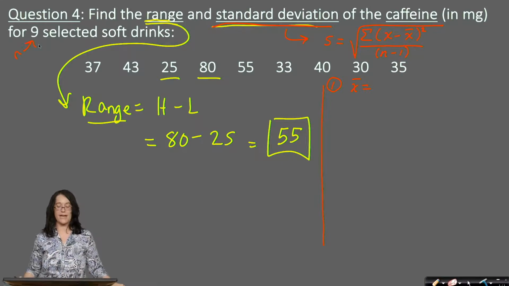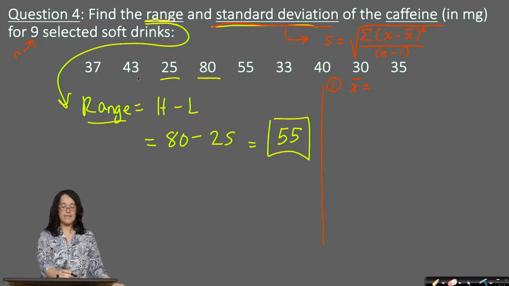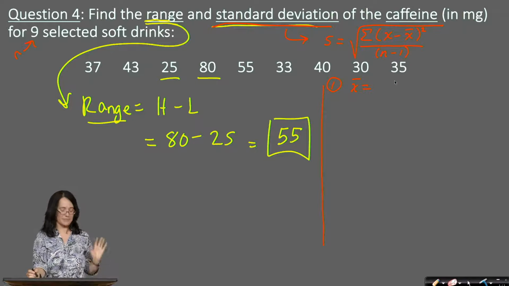There are 9 different data values. So we would add up 37, 43, 25, 80, 55, 33, 40, 30, 35. Go ahead and add them up. Pause the video if you need to. In fact, I would encourage you to try the whole problem on your own and then come back and see if you did it the same way.